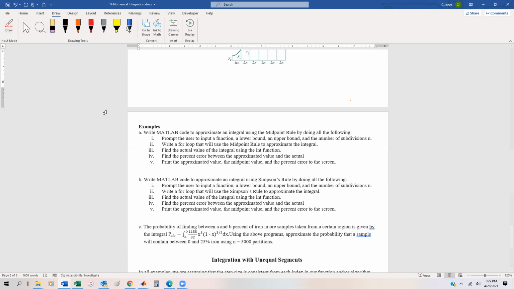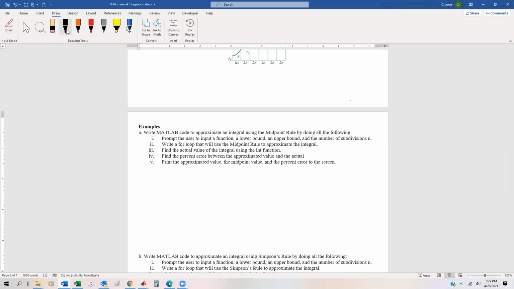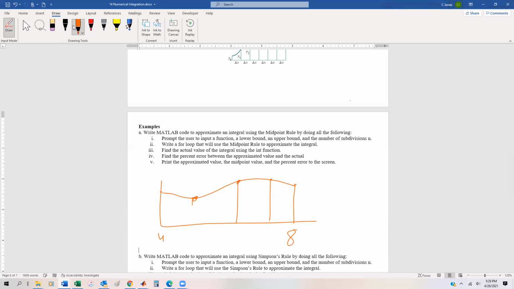And before we get to this one, just to generate the algorithm, what I usually do is go ahead and graph a really simplistic function and break it up, maybe into 4 or 8 subdivisions. So let's say we have a function here, and I'm just going to use some real values. Let's call this 4, let's call this 8, and let's break it up into 4 partitions. I know they should be equal, so I apologize. So this would be 5, 6, 7.